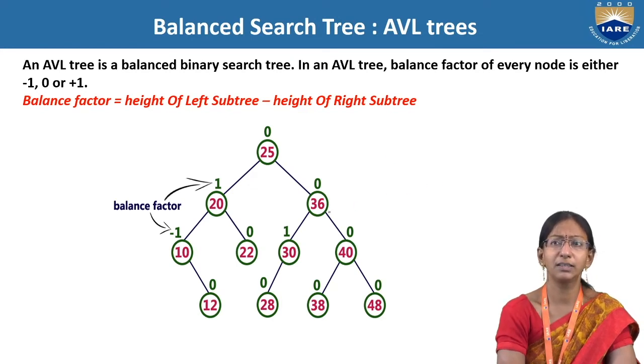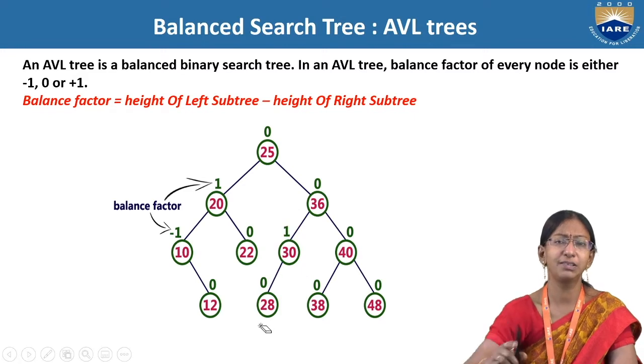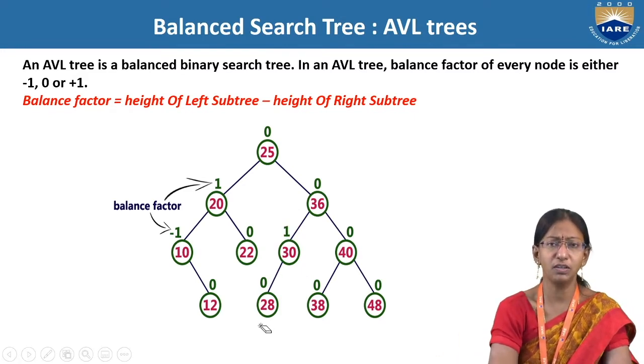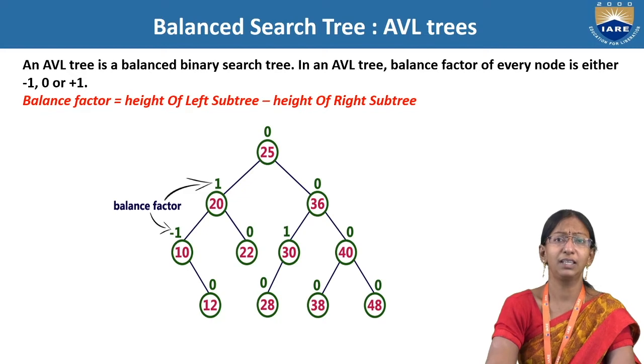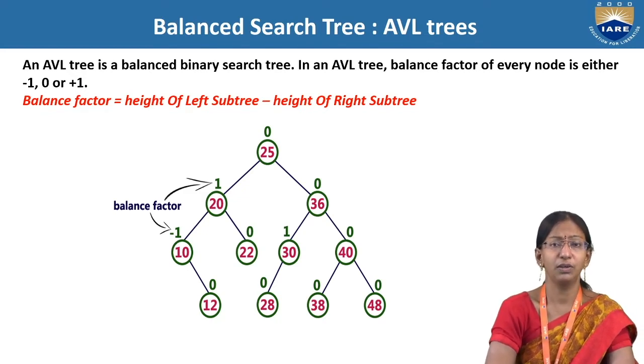Let me look at another example. Take 30, say. Its left subtree height is 1, whereas it doesn't have any right subtree, so its height will be 0. So the balance factor will be 1. At each and every step, even after insertion or deletion, if you check this, then we call such a tree an AVL tree.